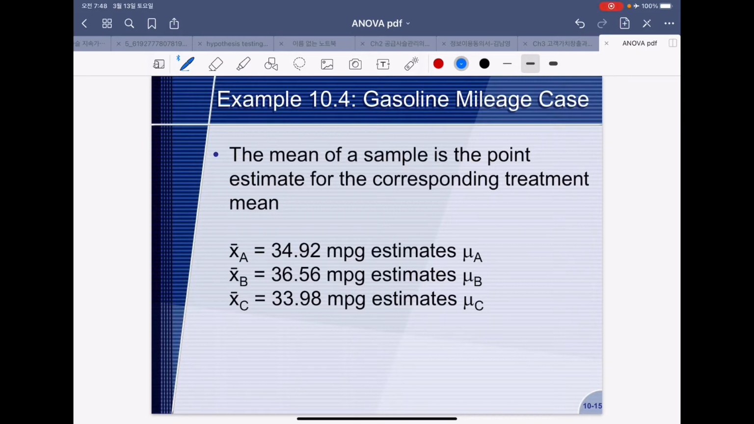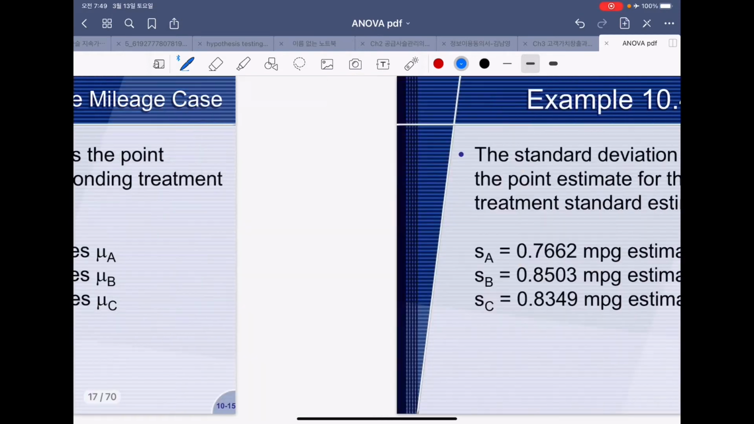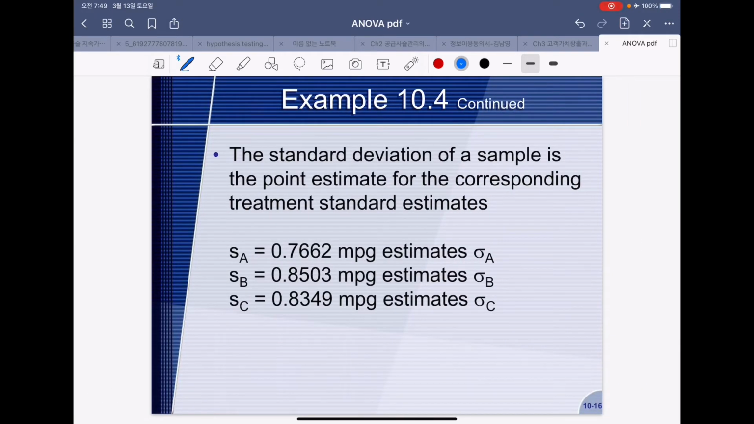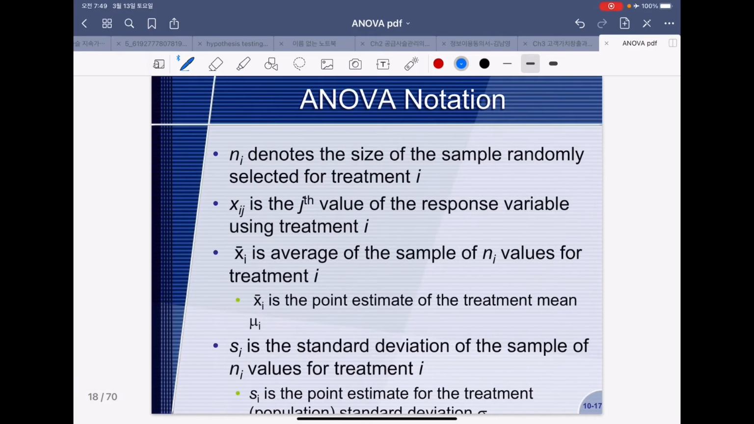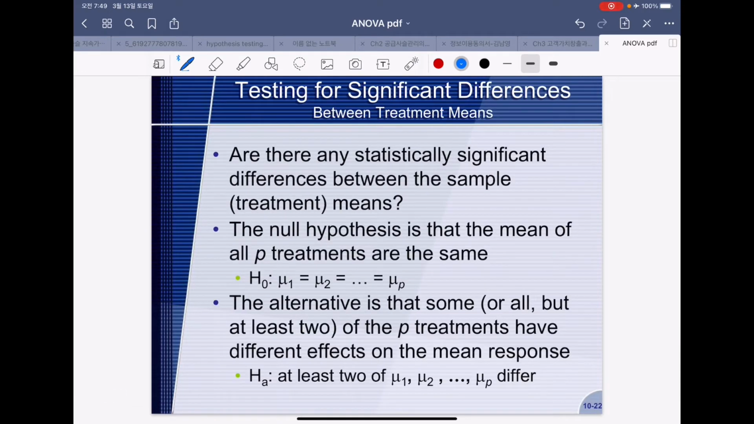So when you compare groups in terms of means, you compute the sample means for each group, like this. And also you need to compute the sample standard deviation from that data for each group. And you set up hypotheses like this. For the null hypothesis, you have this, and for the alternative hypothesis, you have this. So how do we test this hypothesis?